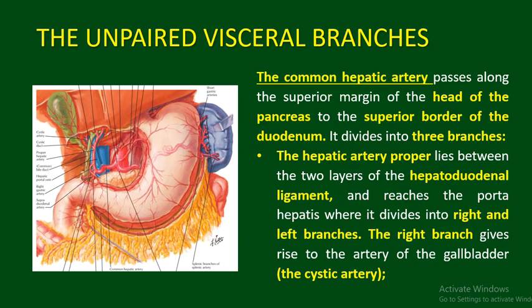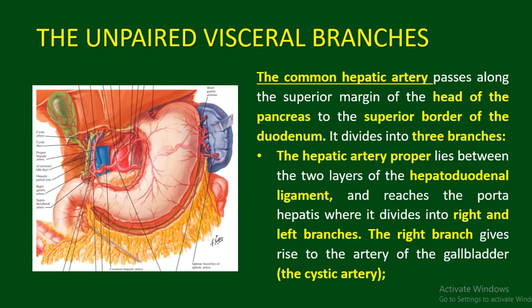The common hepatic artery passes along the superior margin of the head of the pancreas to the superior border of the duodenum. It divides into three branches. We have the hepatic artery proper, which lies between the two layers of the hepatoduodenal ligament and reaches the porta hepatis, where it divides into the right and left branches.